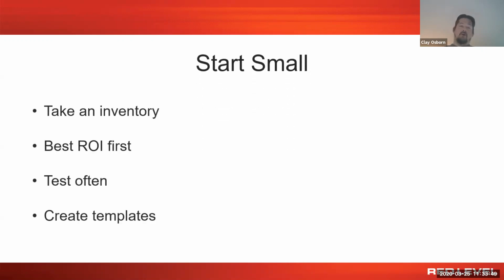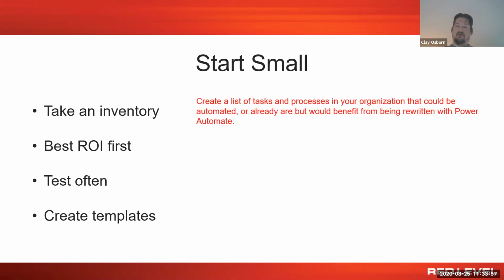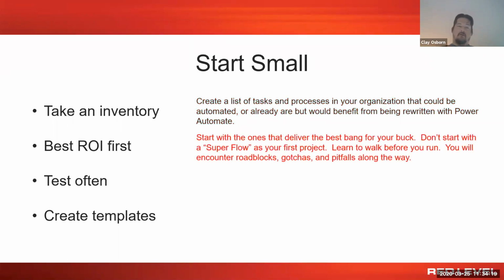When you want to create and automate processes, the first step is to take an inventory of what workflows you want to write. Create that list of tasks and processes in your organization that can be automated, or maybe they already are automated but would benefit from switching over to the Power Automate platform. Then take that list and attack it with a risk and return on investment type approach. Start with the ones that are going to deliver the best bang for your buck first.